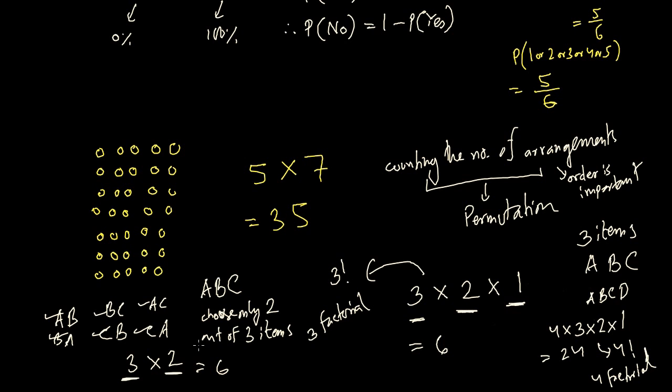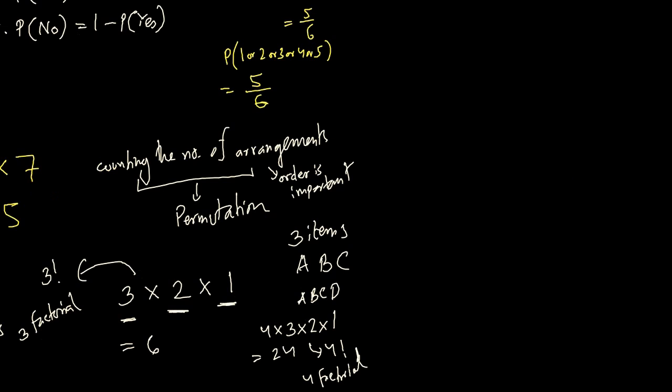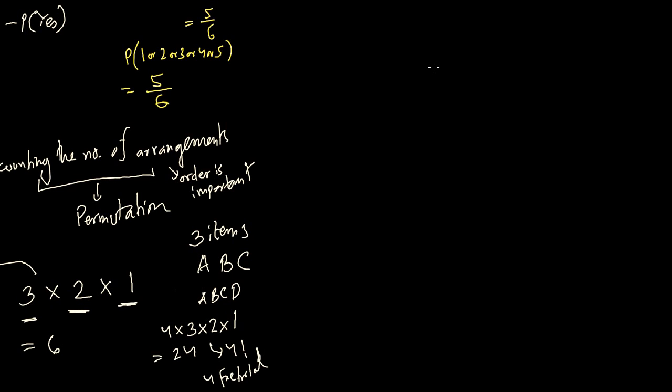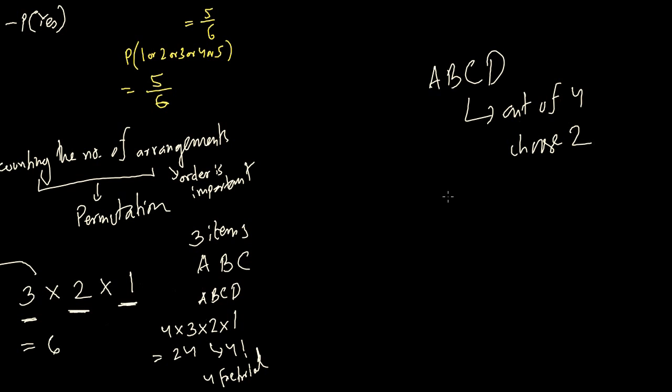How about if you have 4 items? So let me do it here. If you have 4 items, A, B, C, D, and out of these, choose 2 items. How many ways can you do that? So counting without counting. If you want to know the permutation, the number of arrangements, for the first one you have 4 options multiplied by, for the second one, 3 options, and that's it, you stop. So there are 12 ways of choosing 2 items out of 4 items.